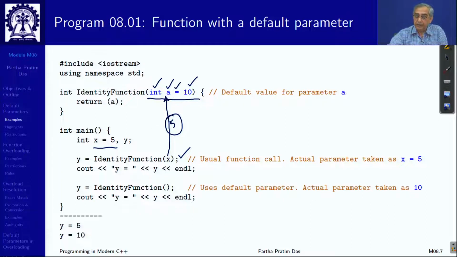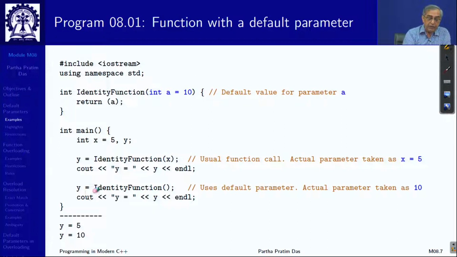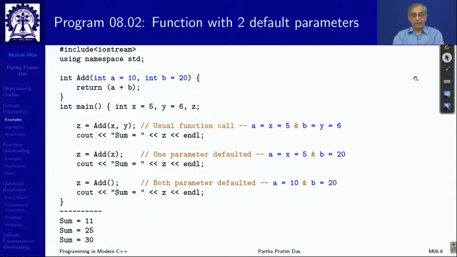But there is something different that you can do. You can call this function without actually passing any parameter, even though it needs a parameter. So, when you do not pass an actual parameter, the function takes the default value 10 as the value of a and goes ahead and does the computation. So, it is taken as 10. That is the basic concept of a default parameter. Very simple concept and makes life easier in different places.